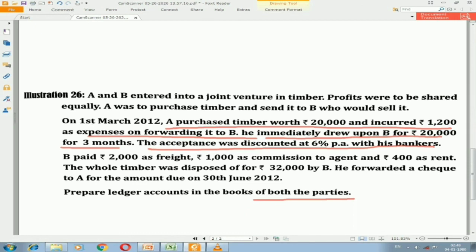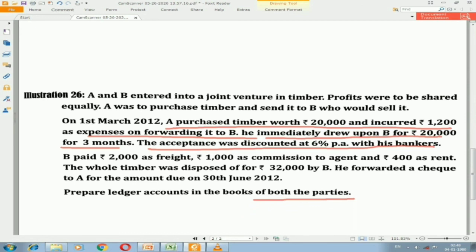And while preparing in the books of B, in the joint venture account, don't give the name of discount because it is prepared under B. The discount will be paid by A. That is the reason you are supposed to give it in the name of A's account. So that is under the joint venture account on the debit side: A's account, that is the discount amount, the same 20,000 into 6% into 3 divided by 12.